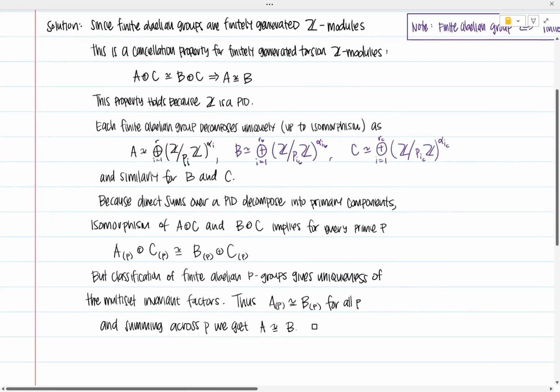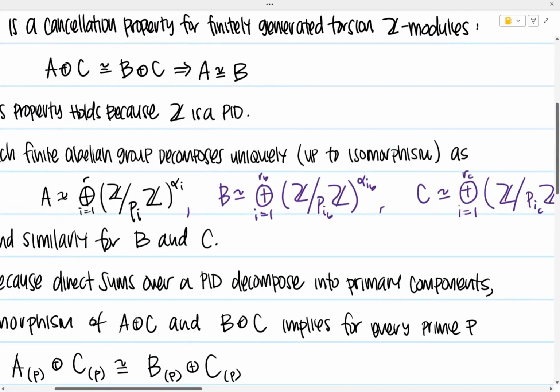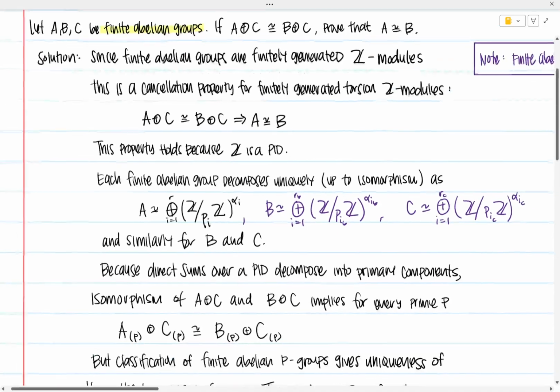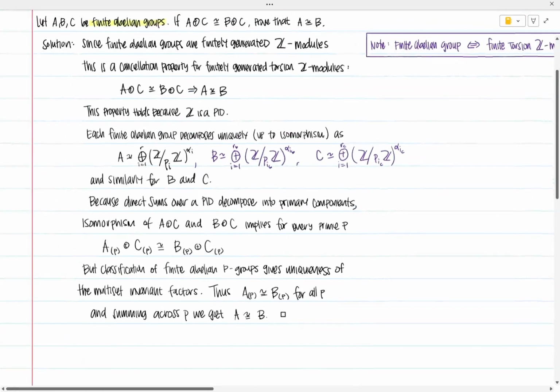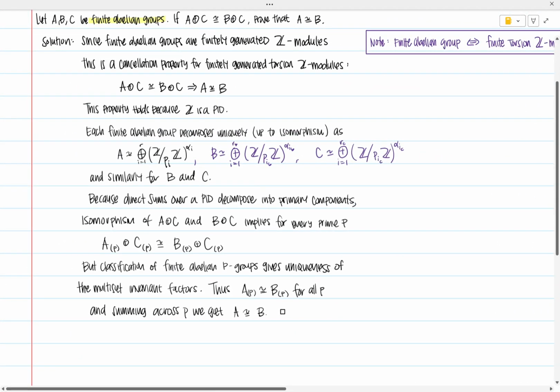Okay, so that's it. All we would have to do is, if we want A and B to be isomorphic, we're looking at, for each P, do the powers match up? And then that's the solution.